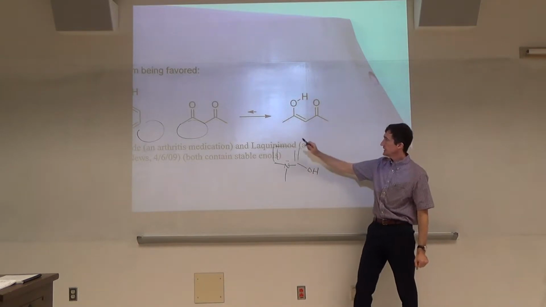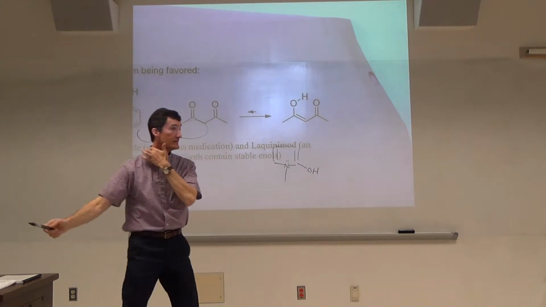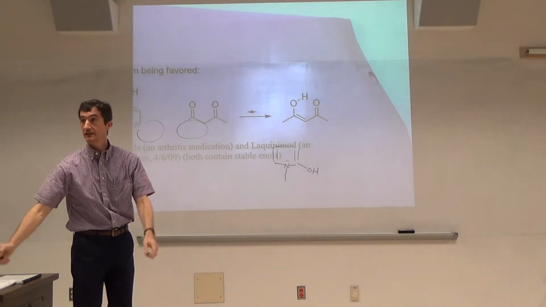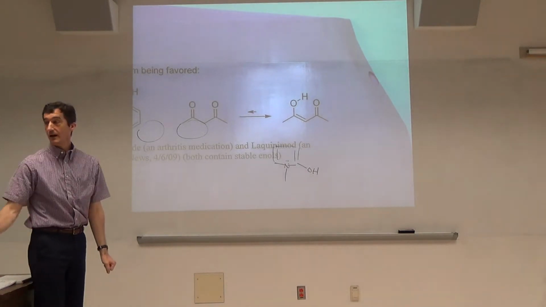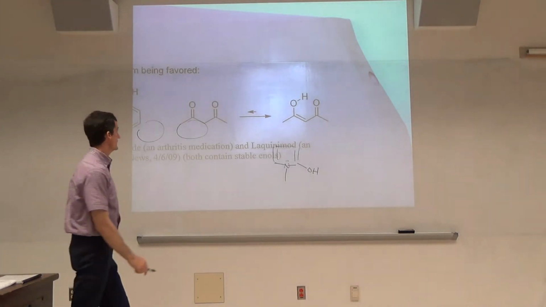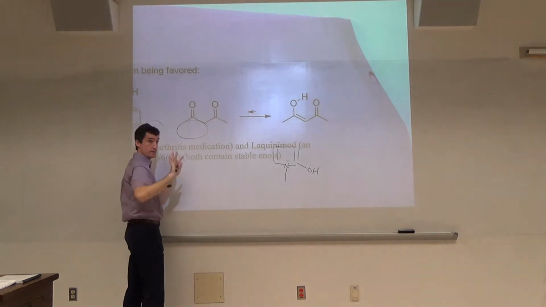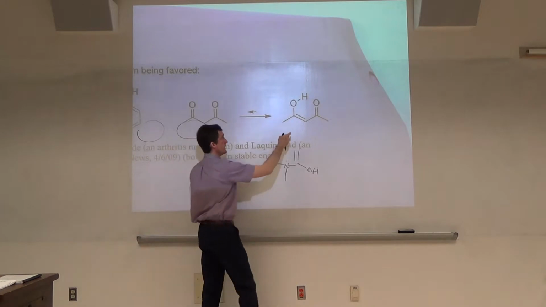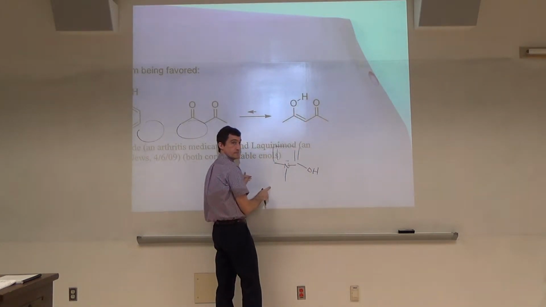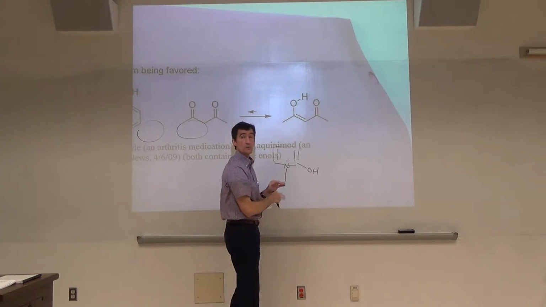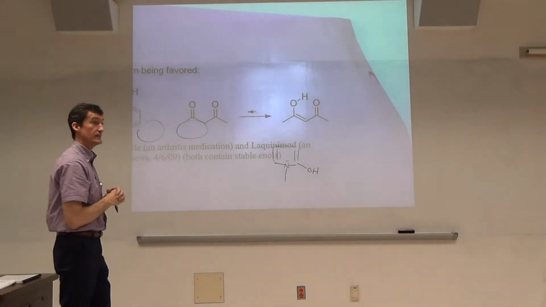Why does it prefer to exist like this? Somebody said it. Both of you said it. Here's the answers. You hear them? Conjugated. Here you have two different pi systems. Double bond, not conjugated. Totally separated. But here, what do you have? Now your double bonds are conjugated. Is conjugation better or not good? Better. The enol is conjugated.